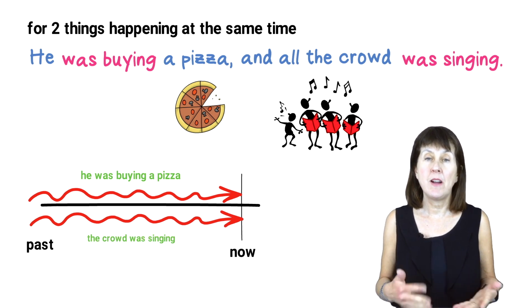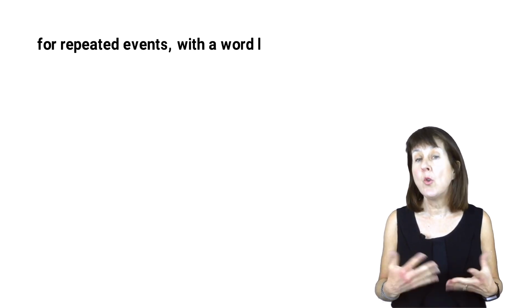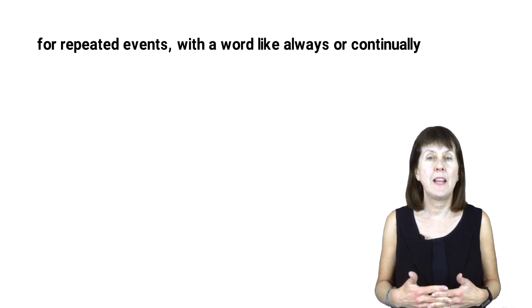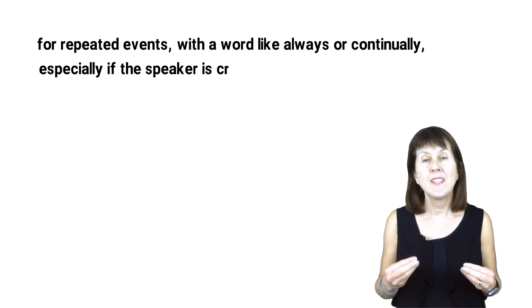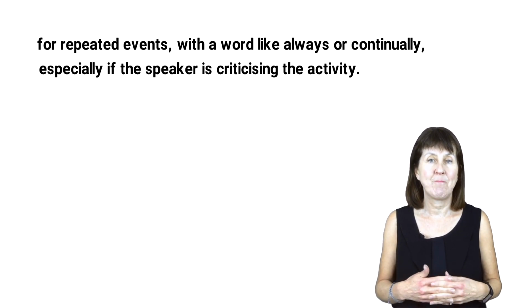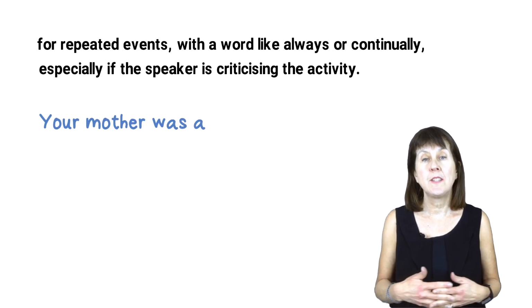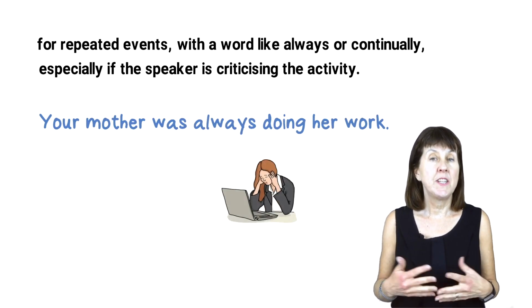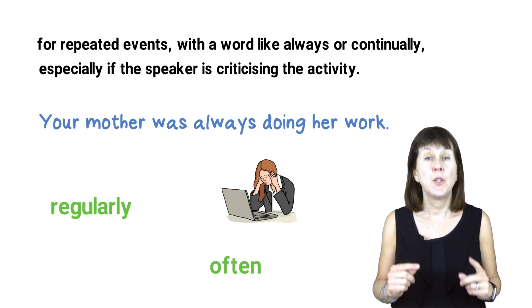Thirdly, we use the past continuous for repeated events with a word like always or continually, especially if the speaker is criticizing the activity. For example, your mother was always doing her work. She did her work regularly and often, and the speaker thinks that the mother worked too hard.